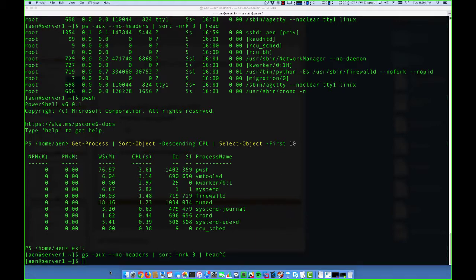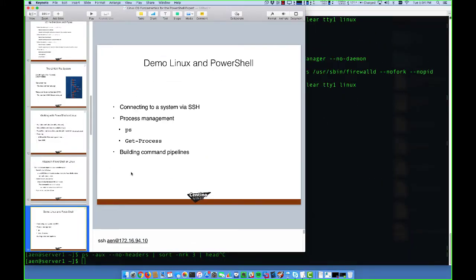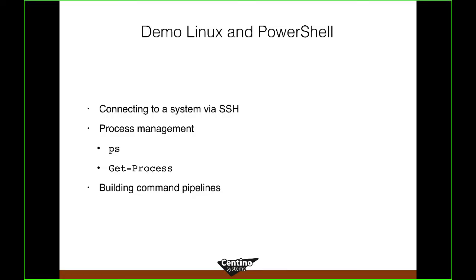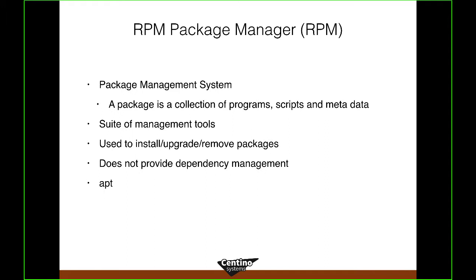So with that, let's switch back. We covered all of those. So yeah, just a quick recap. We logged into our system via SSH. We looked at some basic process management with ps. We then looked at what you guys are probably used to with Get-Process, and we walked through building some command pipelines. So remember, when you type ps and pipe that into sort, remember that file descriptor 0, file descriptor 1, and how it flows through all of that. Conceptually, I'm pretty sure that's how it's implemented under the hood inside of PowerShell, but don't hold me to that.